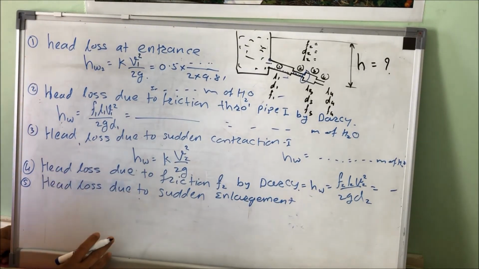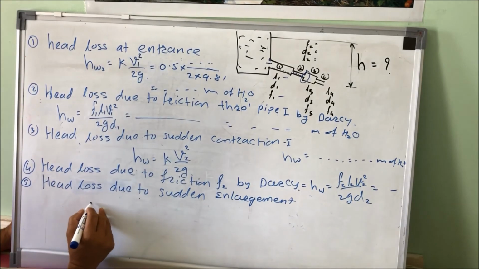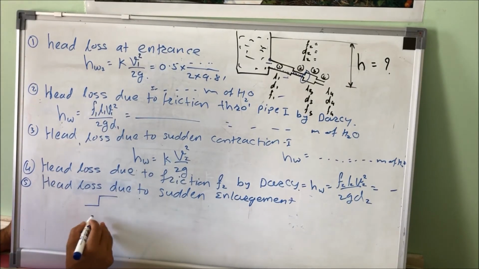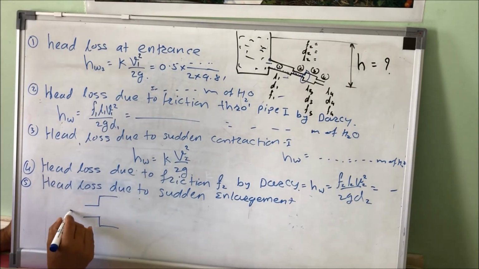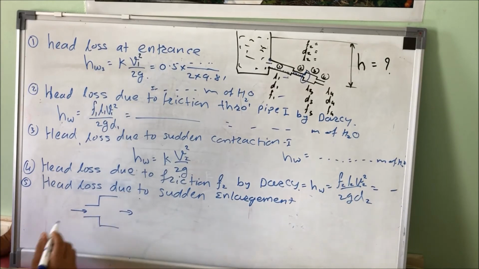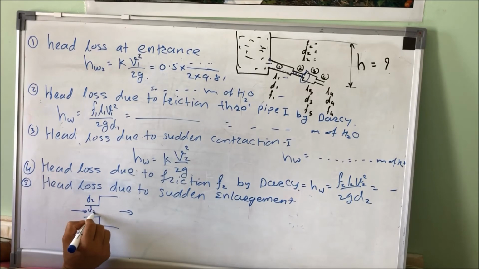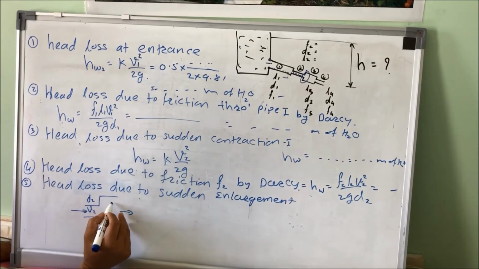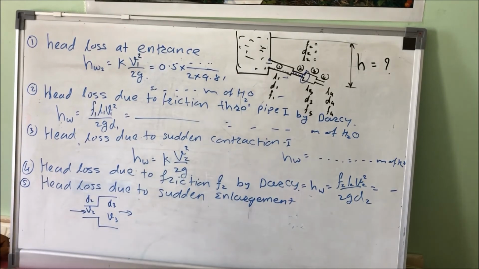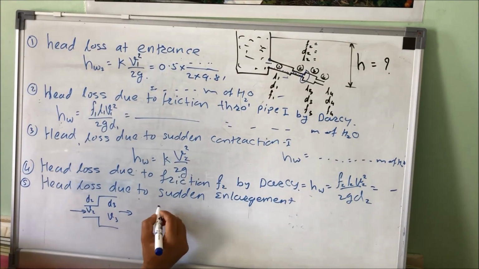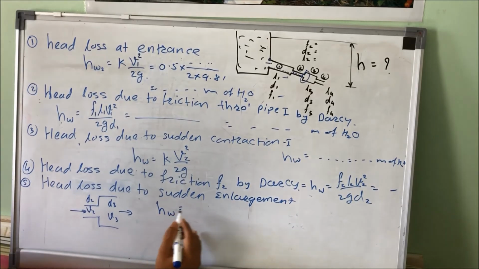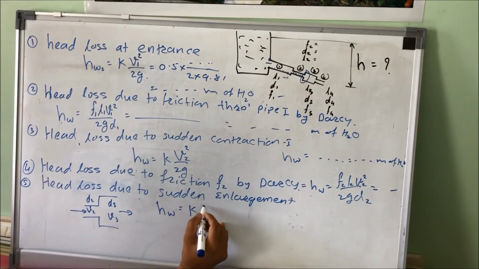I will explain this again. Remember, sudden enlargement means like this. Water is flowing. What is the inlet here? D2, V2. What is the outlet here? D3, V3. Okay, so what is the formula given to you? Head loss HW is equal to K V square over 2G.